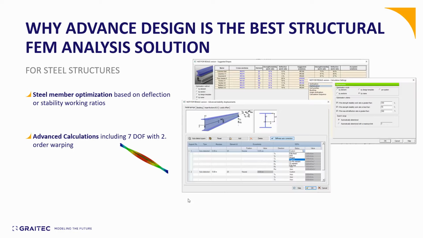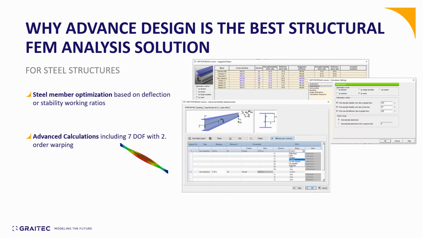Steel member optimization. We have this tool in Advanced Design. As you know, when you are designing your structure for specific steel sections, after you have imported it inside Advanced Design, you have several options. The first one is obviously you can verify the section. Advanced Design will let you know if that specific section is passing your specific code checks or not.